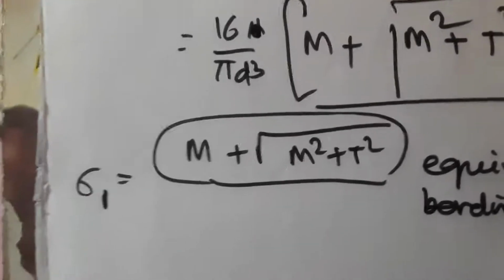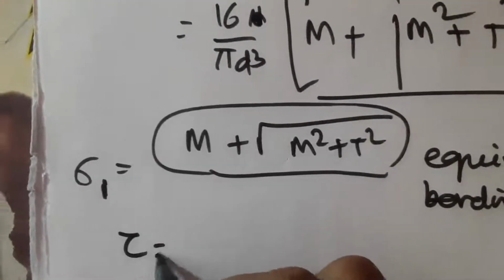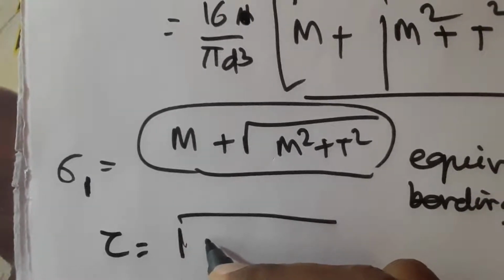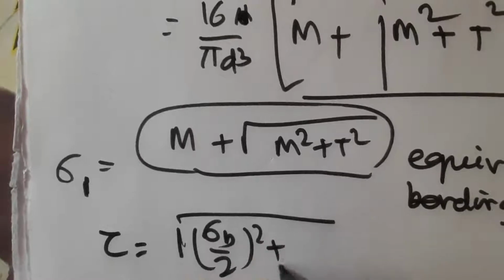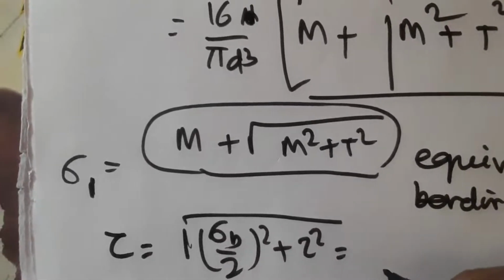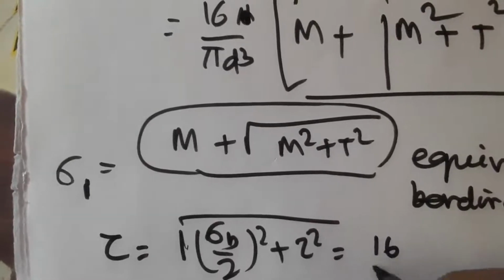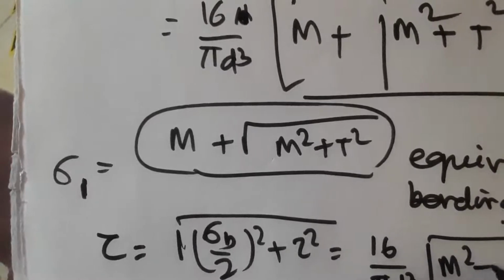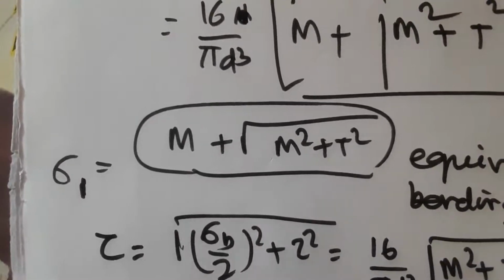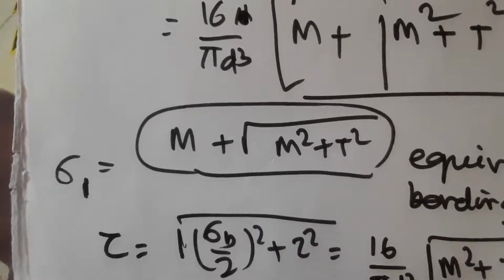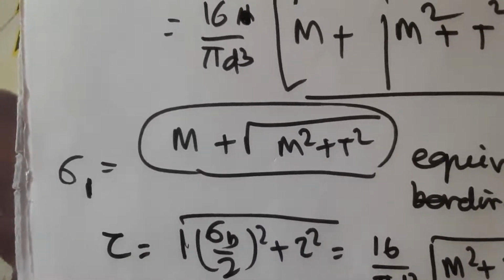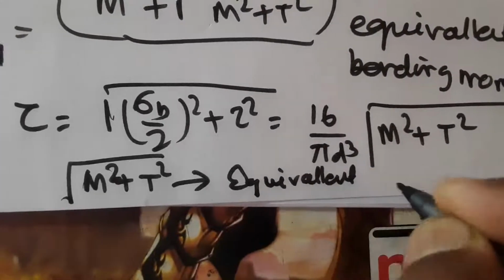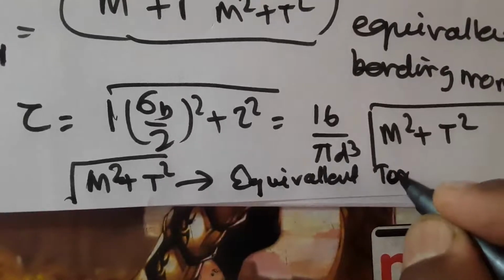Similarly, if you want to find the twisting moment, that is equal to under the root sigma b by 2 square plus tau square, that is equal to 16 by pi d cubed. On solving, this will be M square plus T square. So the M square plus T square under the radical sign is known as the equivalent torsion, the equivalent twisting moment.